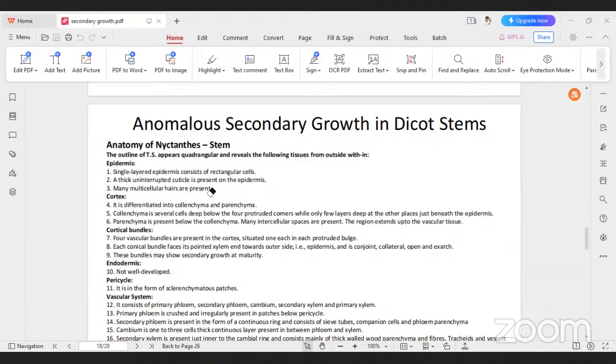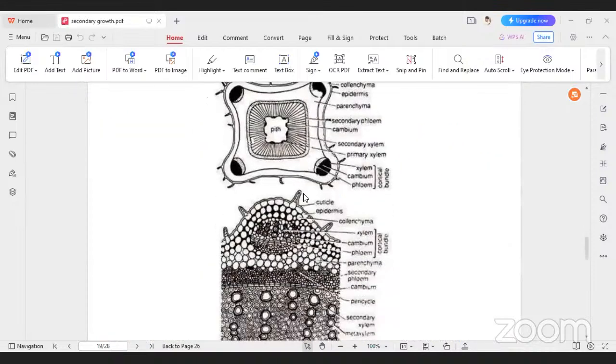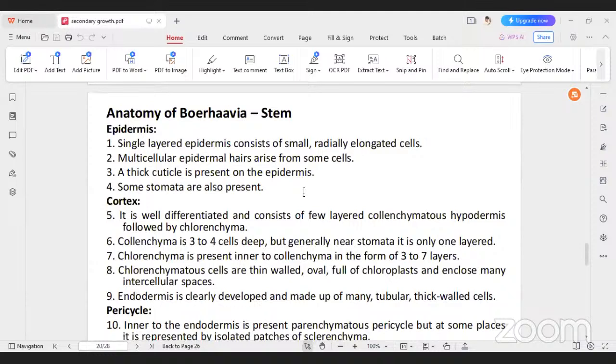First of all, normal cambium with abnormal activity. Here the example is Aristolochia.